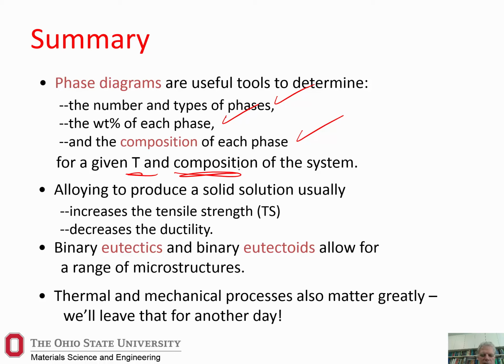And the other important point is this is right now for a two-phase system. We can also do this for multiple phase systems with higher order phase diagrams. We can also produce solid solutions. These can increase the strength. Eutectics and eutectoids allow for a wide variety of microstructures. And then in real life we use thermal mechanical processes, but we're going to leave this for another day.